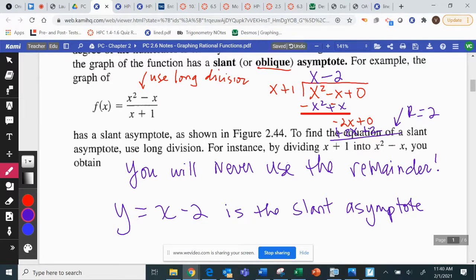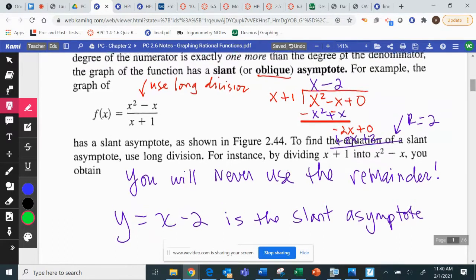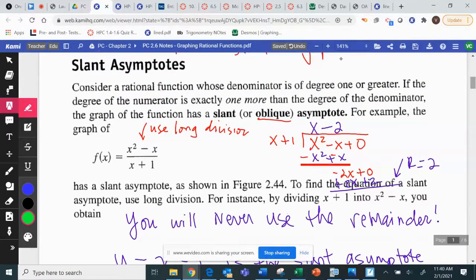It's going to be y equals x minus 2. That's going to be your slant asymptote. There's one thing that I skipped over that I'm going to go back and highlight now. We're only going to look for a slant asymptote if the degree of the numerator is exactly 1 more than the degree of the denominator.